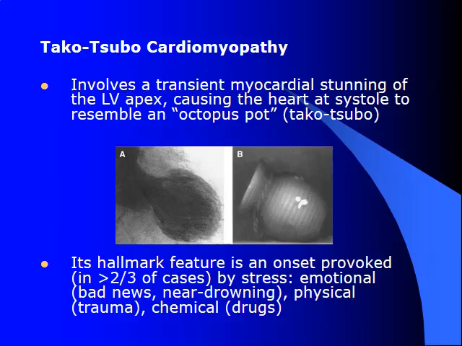Basically, you have a transient apical ballooning, myocardial stunning of the ventricular apex. This causes the heart during systole to resemble an octopus pot, which is how it got its name. The hallmark feature of this is the onset of pain being provoked by stress or emotional trauma or physical or chemical trauma. So that's really, our history is going to be our biggest indicator here.